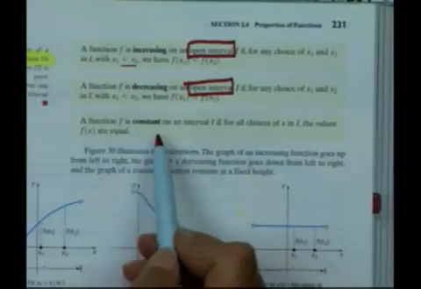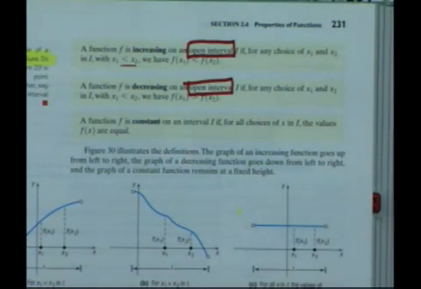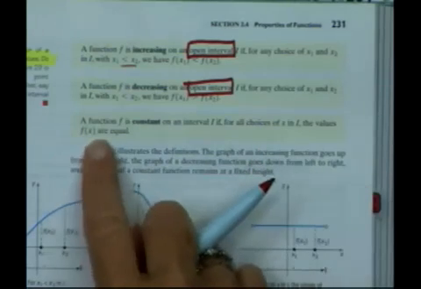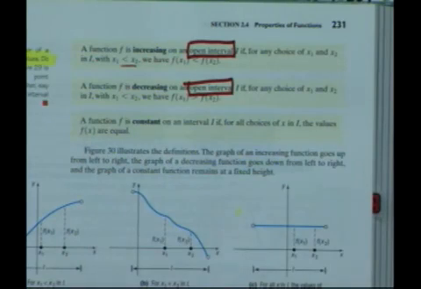And my example didn't have a constant function in there, but everybody knows what a constant function is. The y value is not changing or going up or down. For all choices of x, the y values stay the same. Okay, so it's pretty easy to look at the graph.